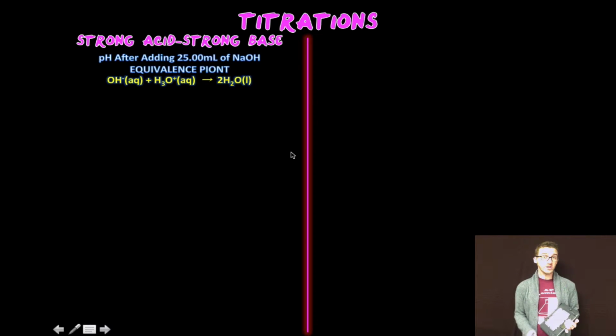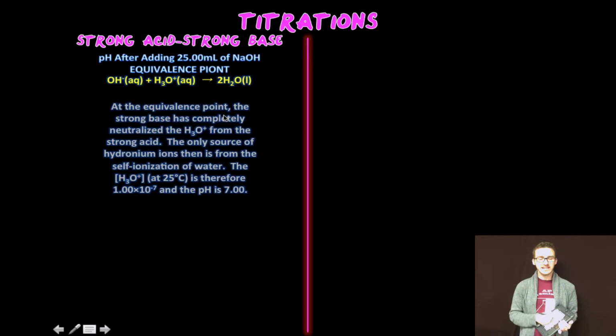All right, so now let's talk about how to calculate the pH at the equivalence point after we've added 25 mL of sodium hydroxide. At the equivalence point, recognize that the strong base has completely neutralized all the hydronium ion from the strong acid, all of the HCl. And so at this point, the only source of hydronium ion is the self-ionization of water, because the salt that forms is a neutral salt. Therefore, at the equivalence point, the hydronium ion concentration is 1 times 10 to the minus 7.